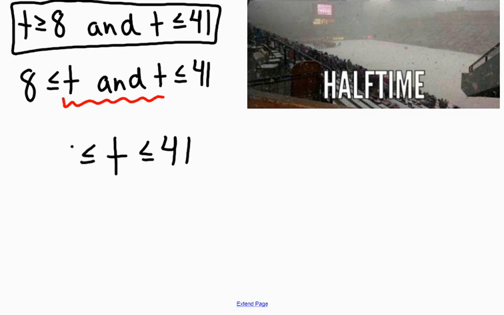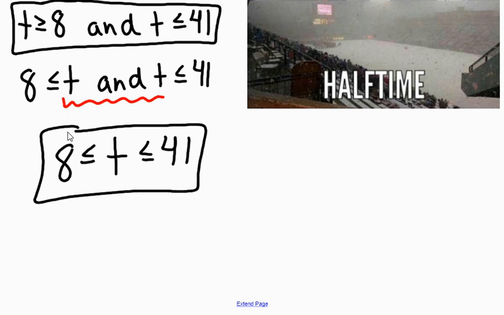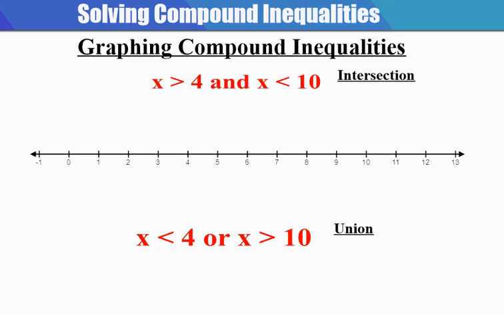I have less than or equal to 8. So this is really read as 8 is smaller than t, and t is smaller than 41, which means that t is somewhere in between 8 and 41. So that's another way of writing that t, the temperature, was in between 8 and 41. So this is an example of a compound inequality. It is less than 41 and bigger than 8 because 8 is smaller than the temperature. We call this an and compound inequality because you have to be bigger than 8 and less than 41.